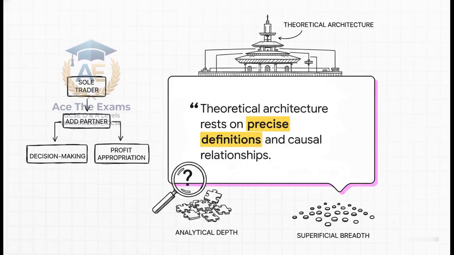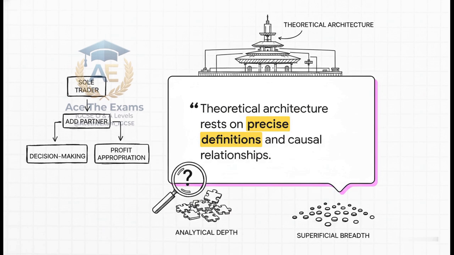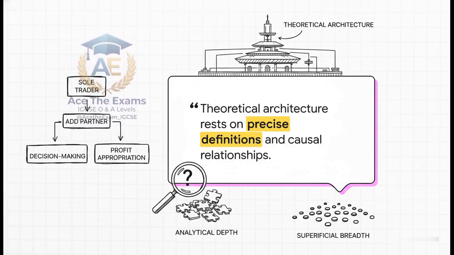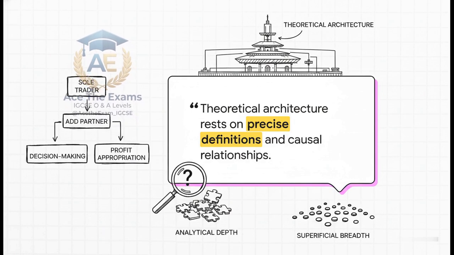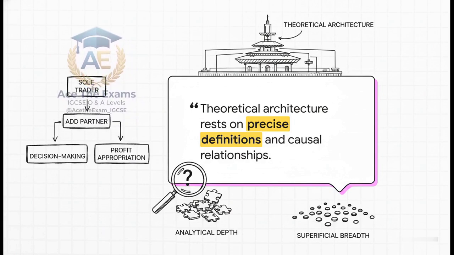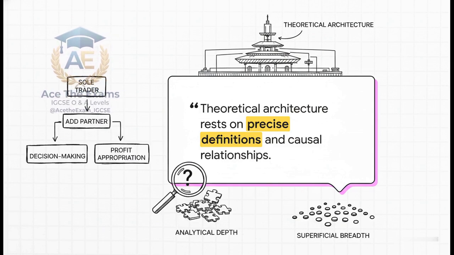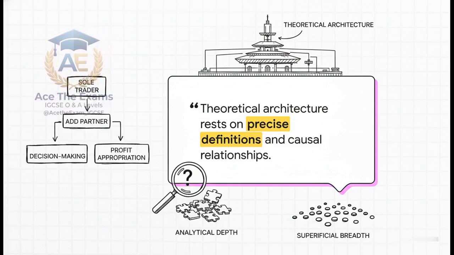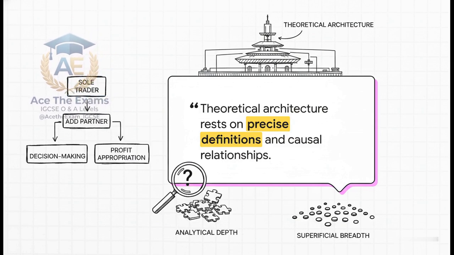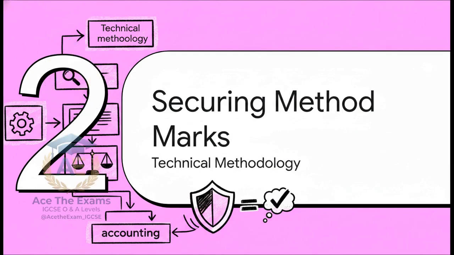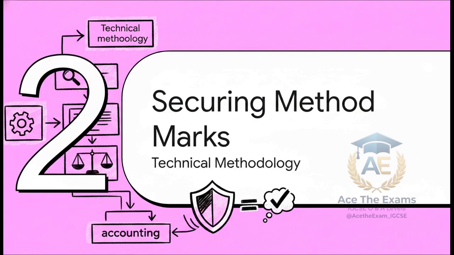Check out this brilliant quote straight from the source material. It shows that you simply cannot just memorize isolated facts. You must actively understand the causal relationships that underpin these business structures. If a sole trader admits a partner, what is the exact causal effect on decision-making and profit appropriation? You literally have to build a theoretical architecture in your mind, because the academic benchmarks prioritize analytical depth way over superficial breadth. Which brings us nicely to Section 2, securing your method marks.